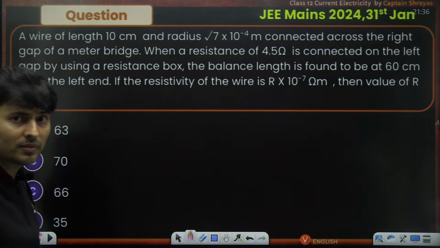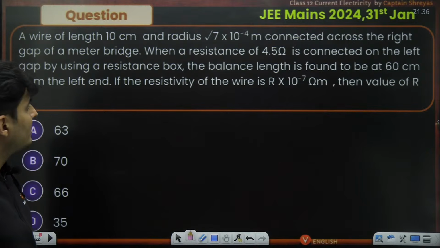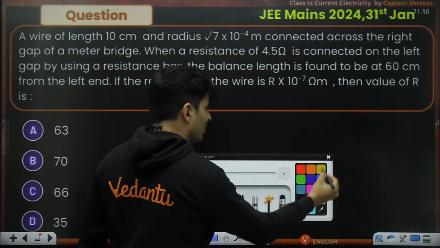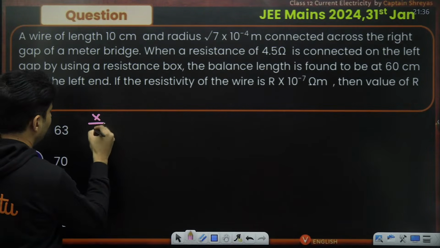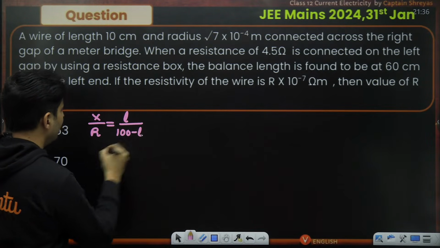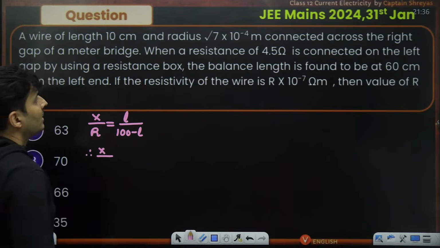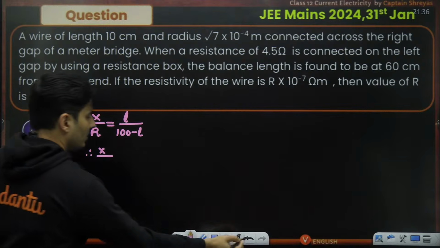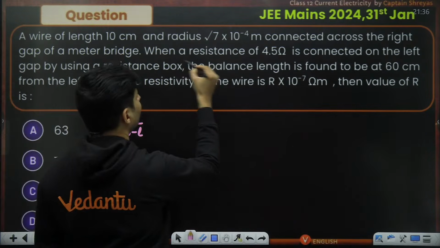It says there is a wire of certain length, certain radius on the right side. When a resistance of 4.5 is connected on the left gap, the balancing length is 60 from the left. The resistivity of the wire is how much? Okay, so most of the things are given to me. X by R is L divided by 100 minus L. Let's say we want to find X. The resistance in the left, oh sorry, we don't have to find X, X is actually given.